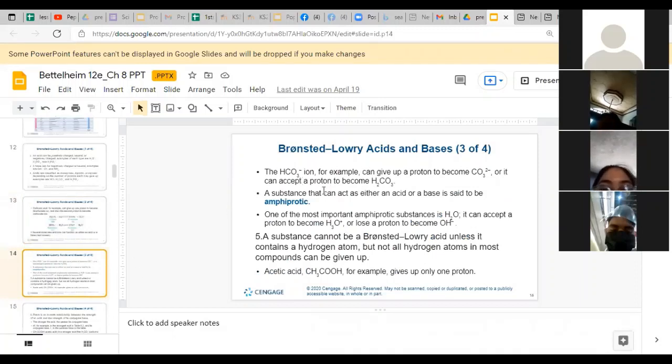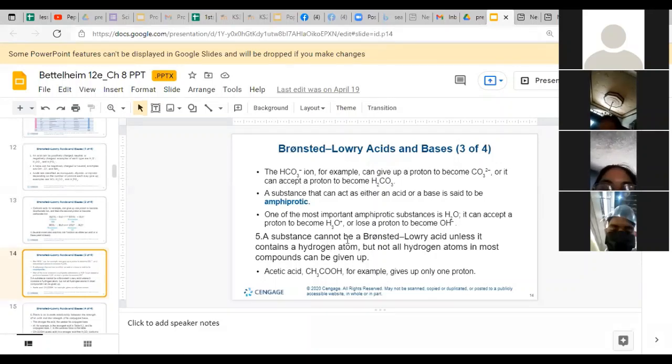So in the Bronsted-Lowry definition, we can define an amphiprotic substance. It is a substance that can act as either an acid or base. So water is an important amphiprotic substance because it can accept a proton to become H3O plus or lose a proton to become OH minus. So it has to contain a hydrogen atom.